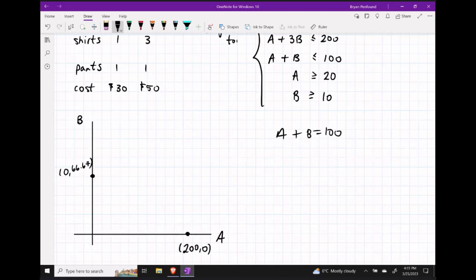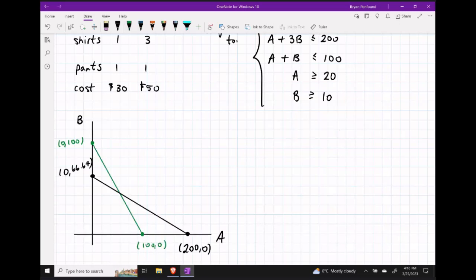Next constraint we want to get a handle on is A plus B is equal to 100. Of course, if A is equal to 0, we get B is 100. If B is equal to 0, we get A is 100. So I'm going to put a point here at 0, 100, and a point down here at 100, 0. And the last thing we need to do is just get our final constraints of A being bigger than 20 and B being bigger than 10 in.